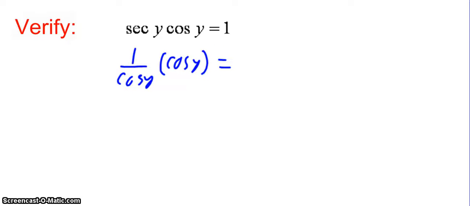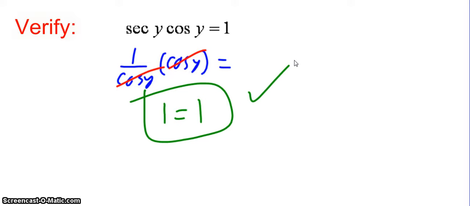Now another thing, make sure that as we're working, I'm working vertically. I'm just going to continue to write the equal sign each time. I don't have to keep writing 1, but I'm only working on the left-hand side, and I'm only working vertically. Reduce, and then I get 1 equals 1.